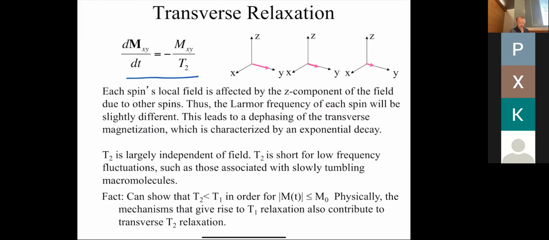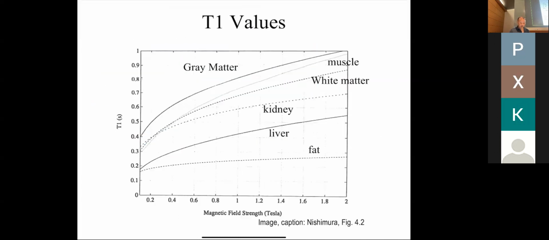T2 is largely independent of the field strength. And you can actually show that T2 must be less than T1. In fact, that's what you're going to do on this homework. You're going to show that this is true, in order for M sub T to be less than M sub naught, so that everything makes physical sense. That's because things that cause T1 relaxation, we'll find out later, also contribute to T2. T1 is typically on the order of seconds, like 2 seconds to maybe 1 second.